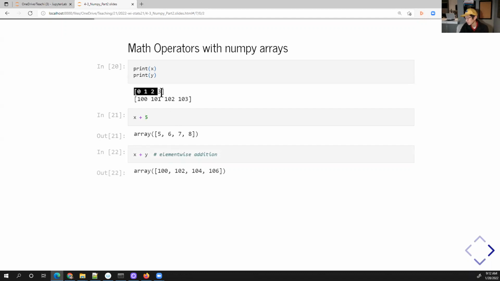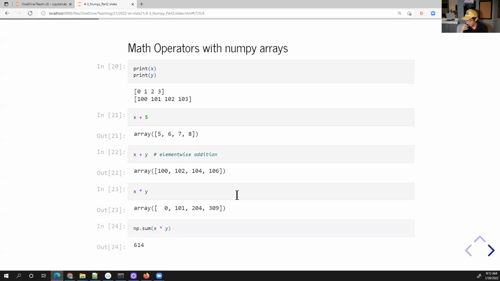And if you take X and you add Y, it adds them element-wise. So 100 plus 0 is 100, 101 plus 1 is 102, 102 plus 2 is 104, and so on. These behaviors are exactly what we'd expect. X times Y is again element-wise multiplication, so we get 0, 101, 204, 309. And then you can call sum. You can take the product of x times y and say, I want the sum of these 4 elements together, and it does exactly what you expect.